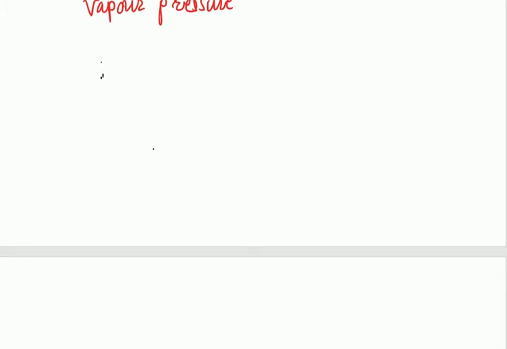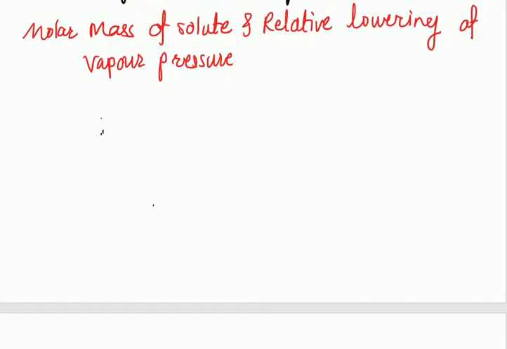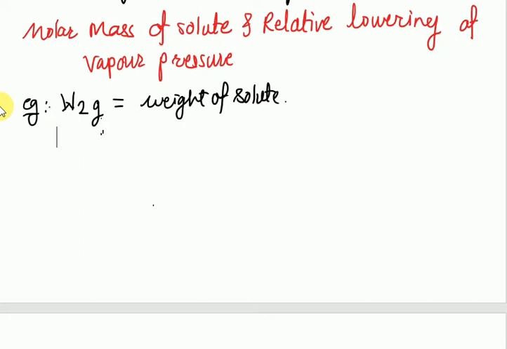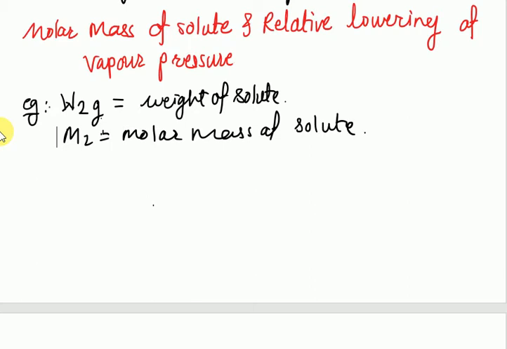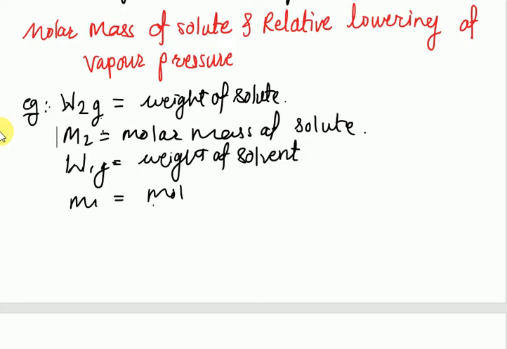Next is the molar mass of solute and relative lowering of vapor pressure. For example, consider W2 gram is the weight of solute, and M2 is the molar mass of solute. It is dissolved in W1 gram of the solvent of molar mass M1. M1 is the molar mass of solvent.